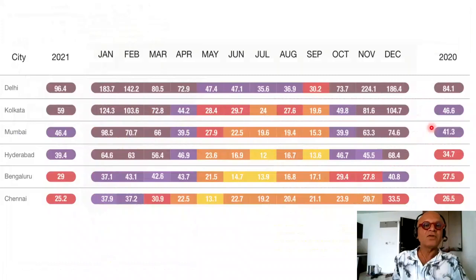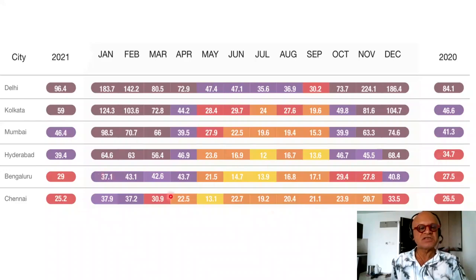But if you look at 2020 to 2021, Delhi, which because of COVID lockdowns got a little bit cleaner, has bounced back to 96.4. There's a very strong seasonality because of winter inversions, crop burning, vehicular miles traveled, and so on and so forth. Kolkata was down in 2020 but jumped back up to 59 micrograms per meter cube. Mumbai was down at 41, went up a little bit. Hyderabad also went up a little bit.